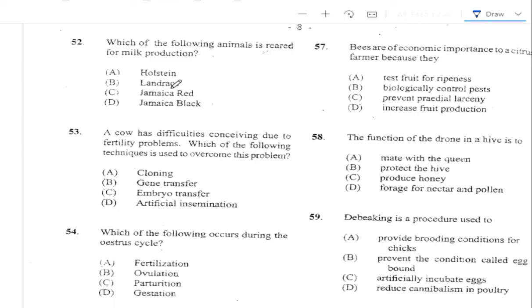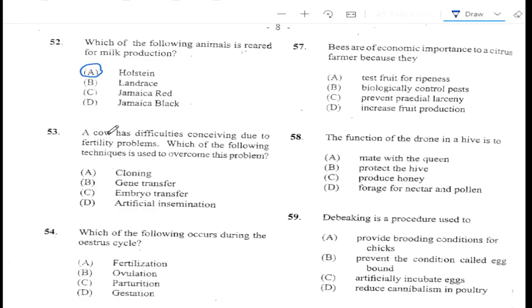Question number 52. Which of the following animals is reared for milk production? A. Holstein. The answer is A. Holstein. Alright, 53. A cow has difficulties conceiving due to fertility problems. Which of the following techniques is used to overcome this problem? A. Cloning. B. Gene transfer. C. Embryo transfer. D. Artificial insemination. Alright, the answer is C.